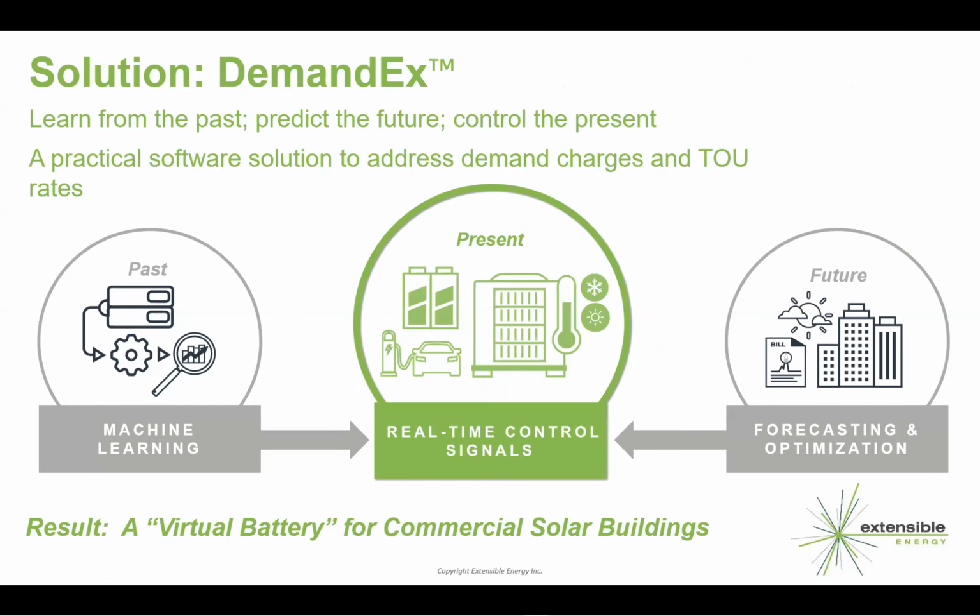So surely there's a better solution. We call our solution DemandX, which teaches buildings how to learn from the past, predict the future, and give better building control in the present. And it's a practical way to take the usage of the building and synchronize it better with the solar output of that building. And the result is basically a virtual battery that uses the flexible loads within the building as a way to rearrange usage patterns.